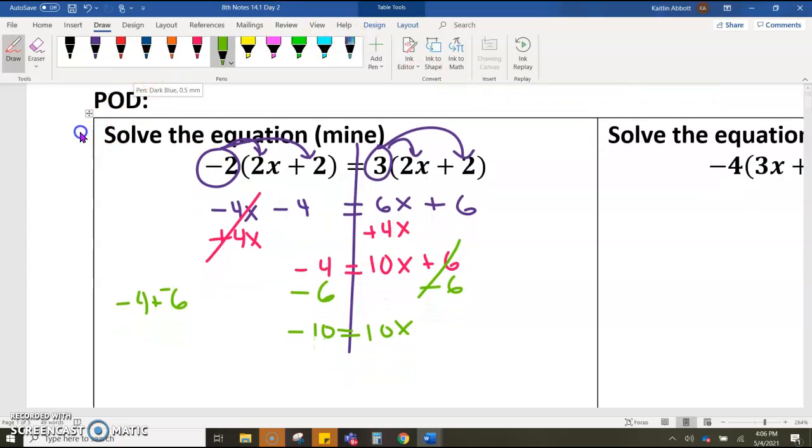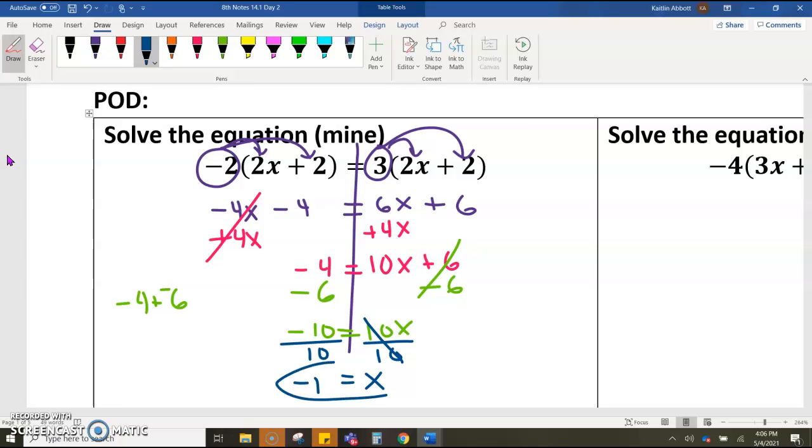So we are then going to divide both sides by 10, because 10 divided by 10 gets us 1. And we're going to divide by 10 over here. So we are left with just 1x, which is what we want. And 10 divided by 10 is 1, and a negative divided by a positive is a negative. So we got negative 1.